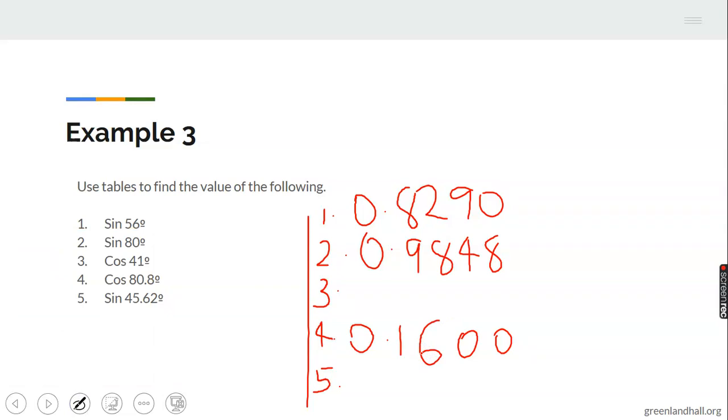Now do sine 45.62. That will be 45 under 6, difference 2. Once you have the difference, you will add it. Let me just do that one for you. 45 under 6, difference 2. 45 under 6 is 0.7145, and the difference is 2. 2 under 2, we have 2. That means 0.7145 plus 2 will be 0.7147. So do question 3 on your own.